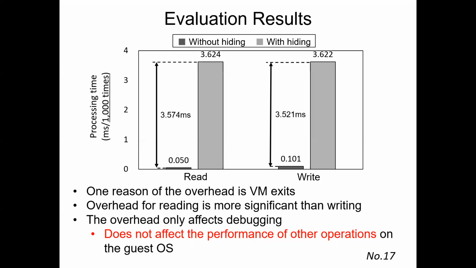So the main cause of the overhead is considered to be the VM exits with the proposed method. By comparing the overhead in reading and writing, the overhead for reading is more significant than that of writing. This is due to the number of instances of writing to a debug register. And even though the overhead is considerable, the application mainly affected by the proposed method is the debugger. We guess that the overhead does not affect the performance of other operations on the guest OS, so it has an insignificant effect on the performance of the VM.